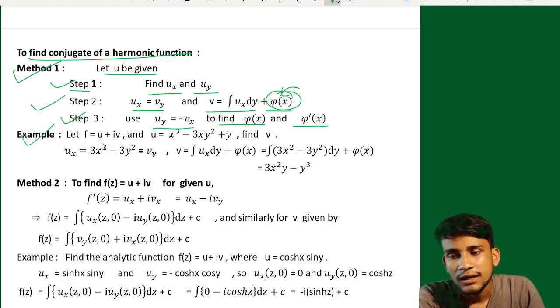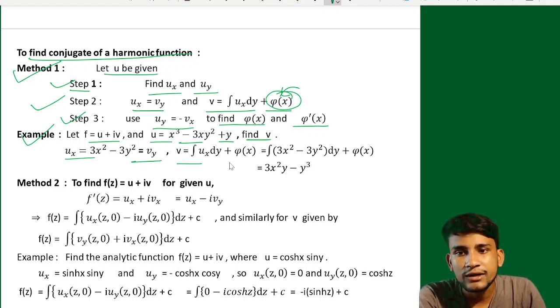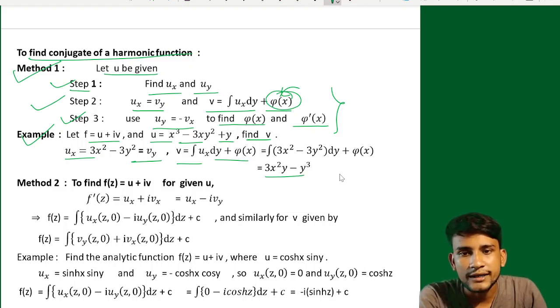For example, let f equal to u plus iota v and u equal to x cube minus 3x square y plus y square, find v. Ux we can find, and v equal to this, based on the formula. This is just an example. So this is equal to 3x square y minus y cube. This is the example.